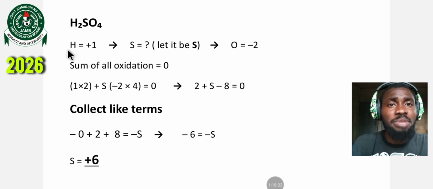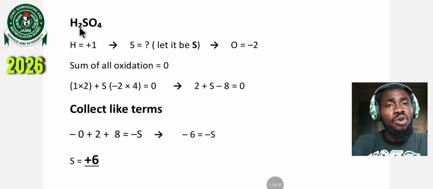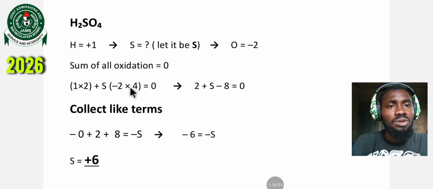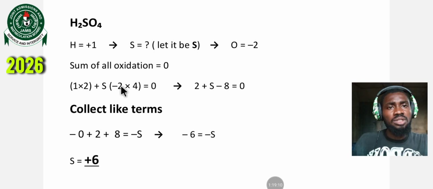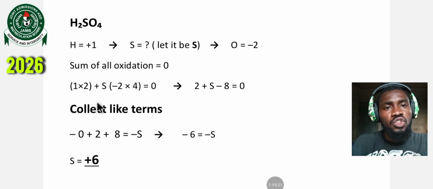Sum of all oxidation equals 0. So we are going to put them in bracket to avoid confusion. Plus 1 here times 2, which is the oxidation number of hydrogen here. Look at it here. Plus 1 times 2, bracket close. Plus the next is what? Sulfur, which is S, then bracket open to avoid confusion. Since we are having both a charge and an oxidation number, we are going to put minus 2 as the charge times the oxidation number of oxygen, which is 4, plus 4, bracket close, equal to 0. When we open the brackets, it's going to give us 2 times 1 is 2, minus 2 times 4 is going to give us minus 8. Okay, so we are having 2 plus S minus 8 equal to 0.